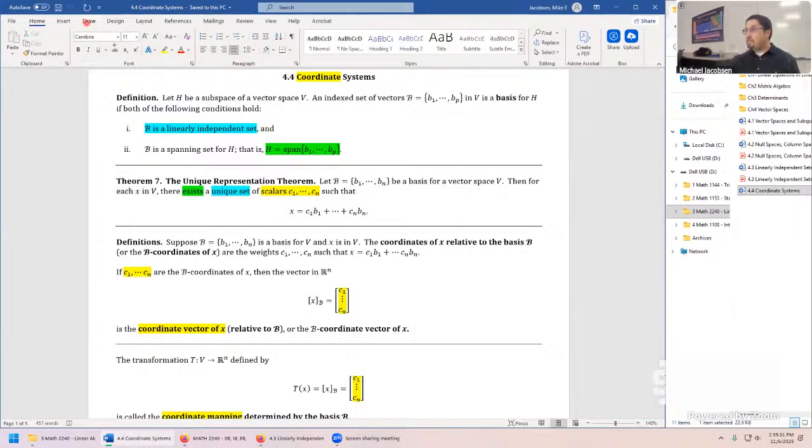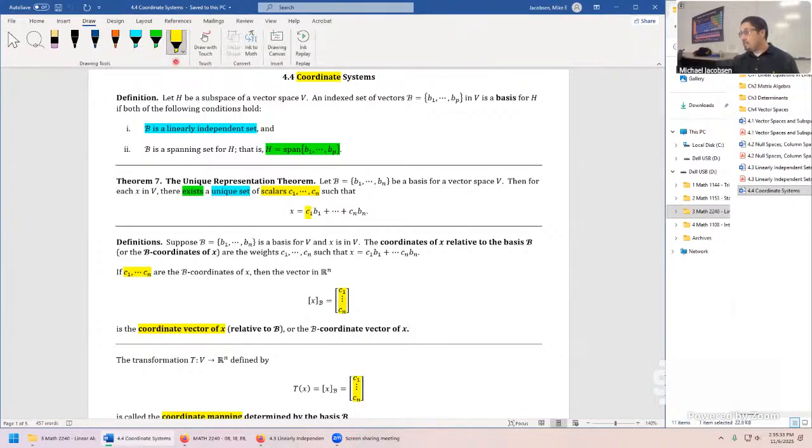And because the linear combination is unique, the scalars C1, C2 through Cn are also unique. They're essentially the address to get to any vector whatsoever in the original vector space. Or another way to say it is, those are the coordinates for any vector in the vector space relative to whatever your basis is.